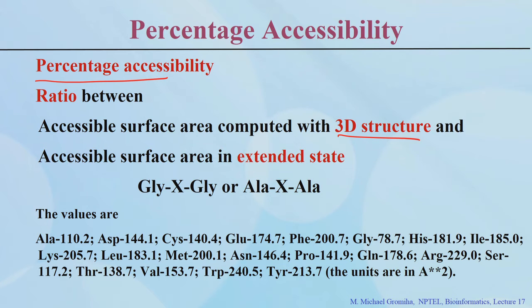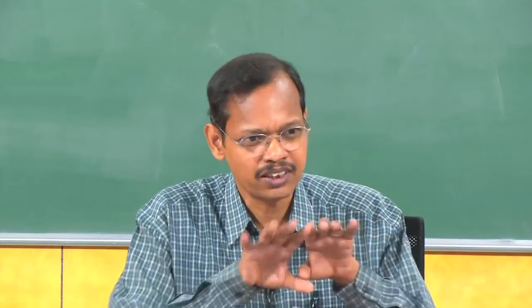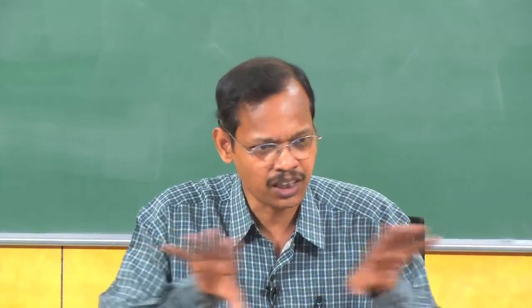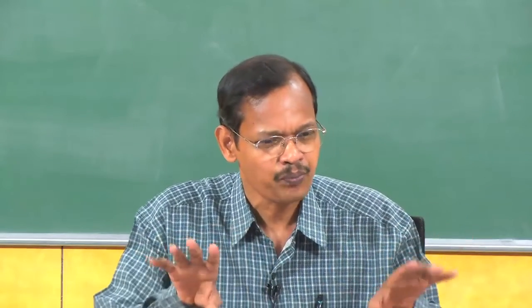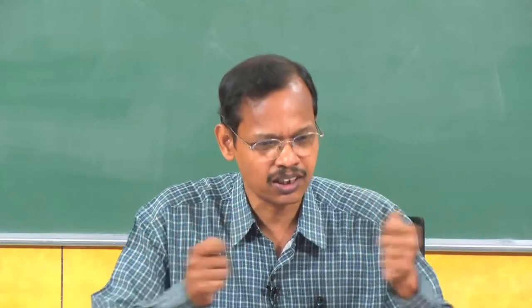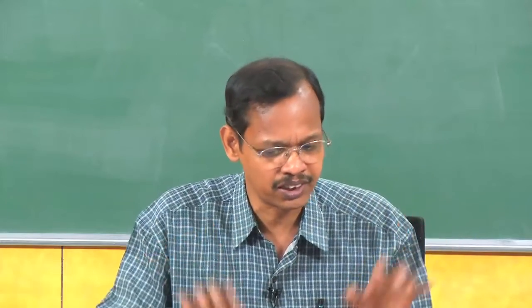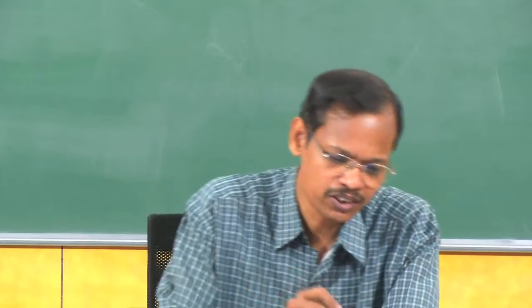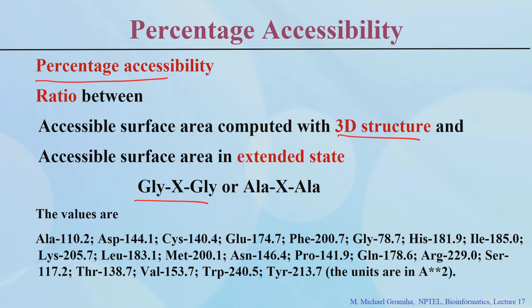The maximum it can be accessible, right. In this case, there are two different ways. One is you can take this tripeptide or trinucleotide, right, and you can use this concept to get the accessible surface area. And the easiest one is they take the conformation glycine x glycine or alanine x alanine.